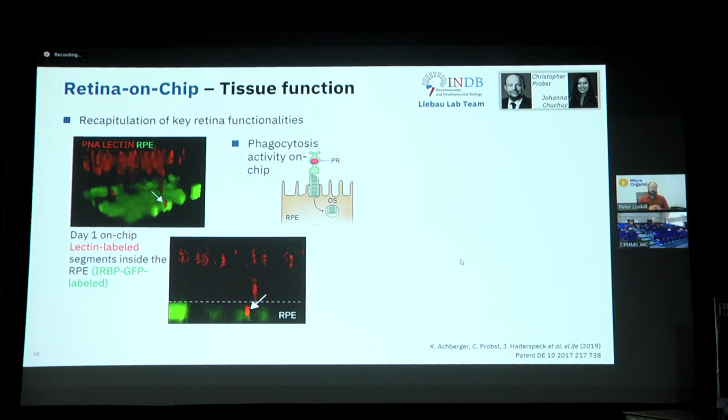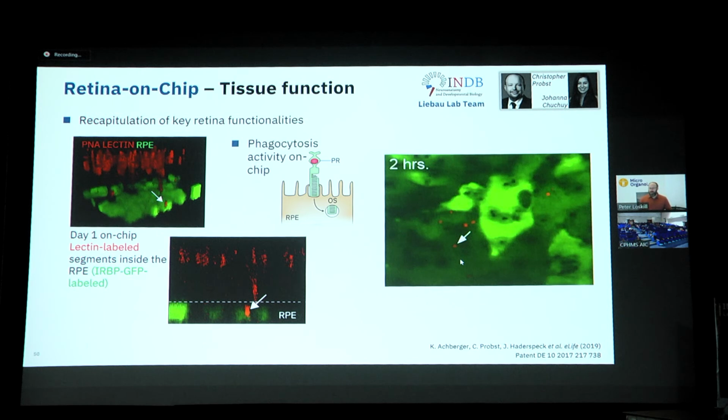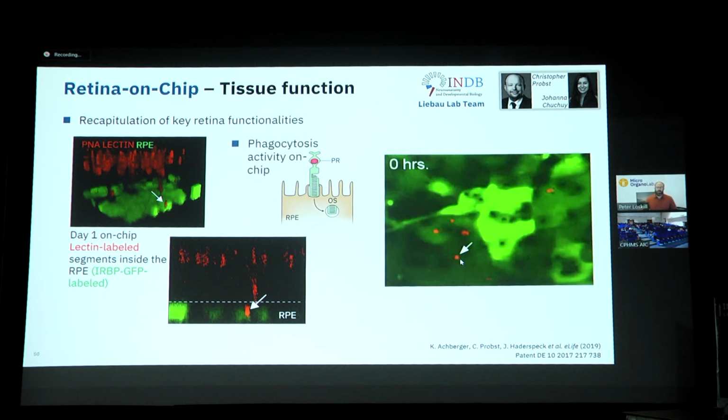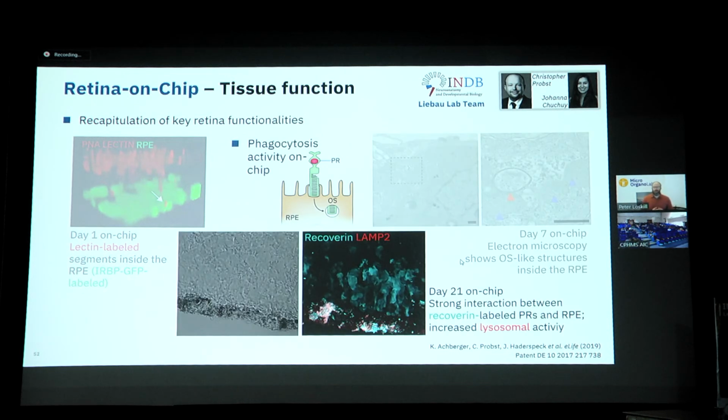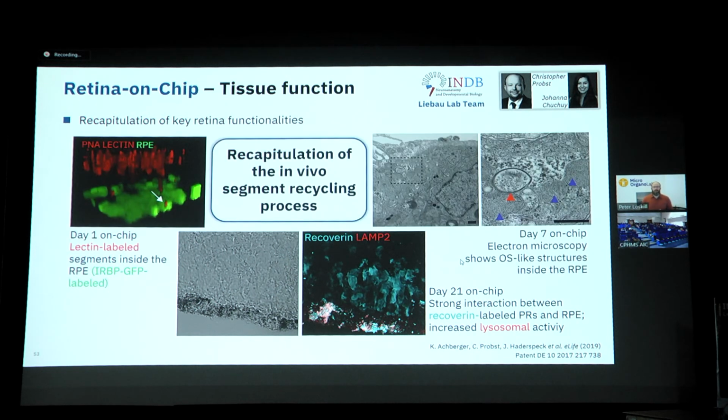And so what we could see is that these segments will grow actually into the RPE, and they seem to actually disappear in the RPE after a couple of hours already. And if we looked at it after 7 days, we could find outer segment-like structures inside the RPE in the chip. And after 21 days, you can really see it's one tissue, and you have a strong interaction between the photoreceptors and the RPE, and wherever this interaction is the strongest, you have increased lysosomal activity. So we could really recapitulate this in vivo segment recycling process. And this was crucial for us to show that we really have a functional tissue.